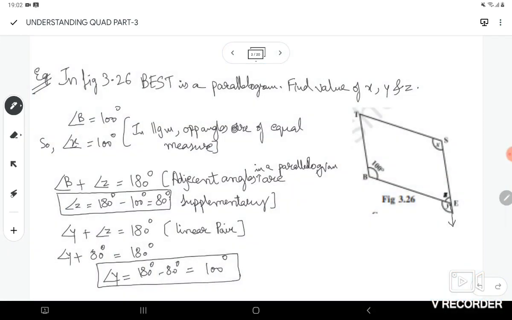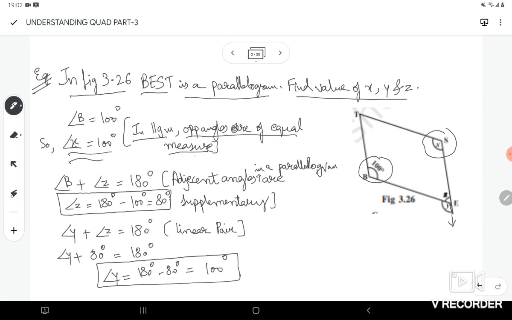Now based on this property we are going to solve an example. It says, in figure 3.26, BEST is a parallelogram. Find the value of X, Y and Z angles. Now it's given one angle, that is angle B equal to 100 degree. Now X would also be equal to 100 degree, as we have seen in the property that in a parallelogram opposite angles are of equal measure.